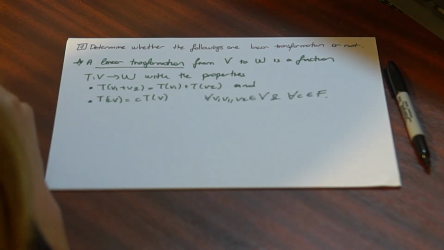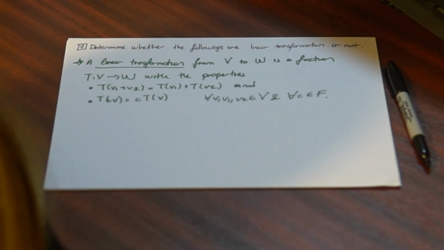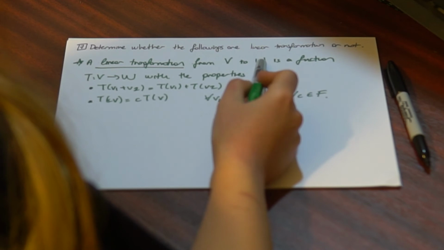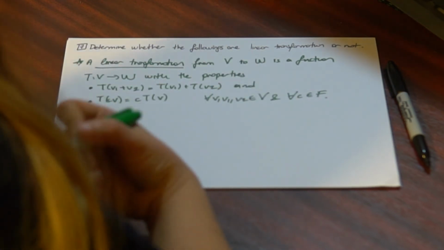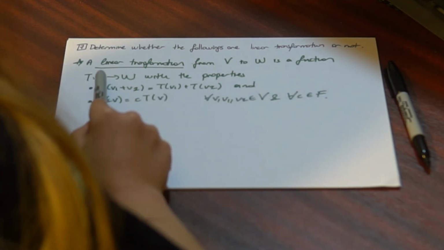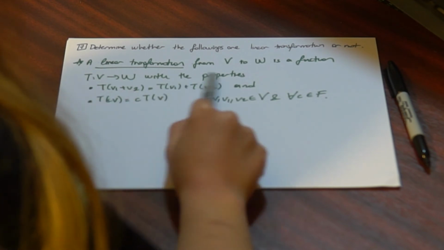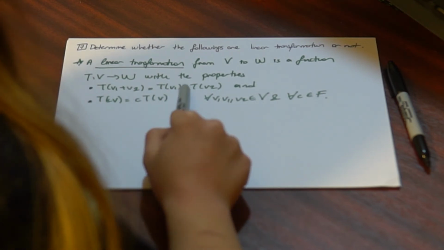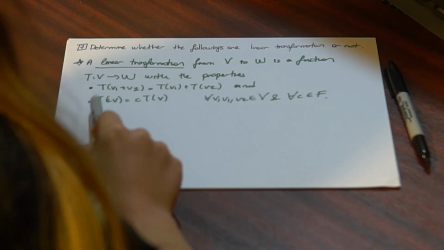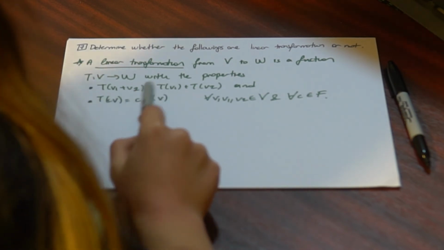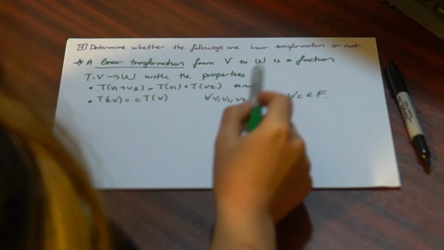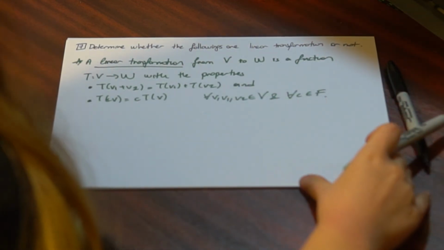Okay. Question 7 is: determine whether the following are linear transformations or not. So let me first give you the definition of a linear transformation. A linear transformation from V to W, where V and W are vector spaces over the same field, is a function T from V to W with the following properties. T of V1 plus V2 is equal to T V1 plus T V2, and T of C times V is equal to C times T V, for all V1, V2 in V and for every C in the field.